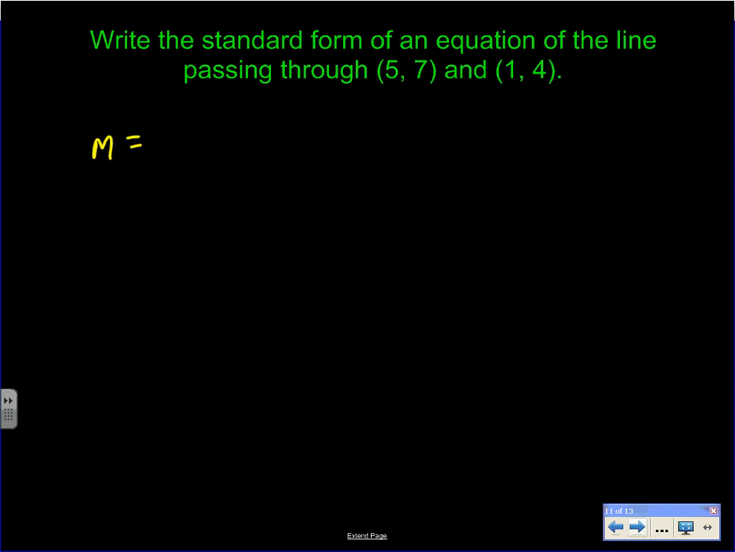The solution here, we have to find the slope first. So I'm going to say 7 minus 4 on top. And since 7 was first, 5 has to go first. 5 minus 1. 7 minus 4 is positive 3, and 5 minus 1 is a positive 4. And that's 3/4. And I did that because I knew that if I did it this way, I would have a positive slope there.